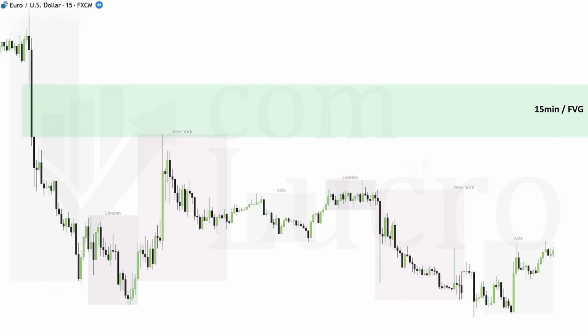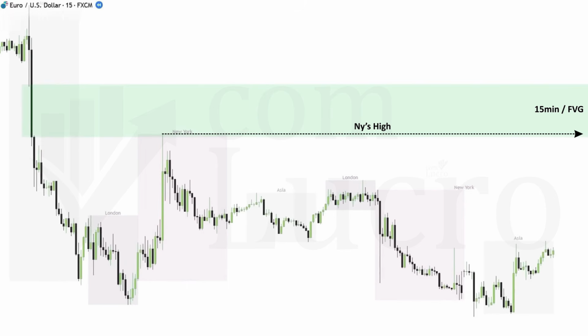To bring everything together, let's move into real chart examples and walk through exactly how to apply this trading model, step by step. On the screen, we have the Euro-Dollar 15-minute chart. As observed, price created a large, unmitigated fair value gap during the Asian session, and it has remained unfilled for a period of time. If you look carefully, you will also notice that the New York session high is positioned just below that higher timeframe fair value gap.